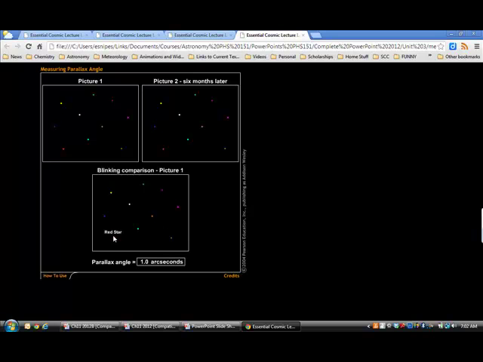Just randomly, let me click on this red star. Notice that there's no wiggle. It's not changing its position in the sky. So we can't use this technique to determine how far away that red star is.